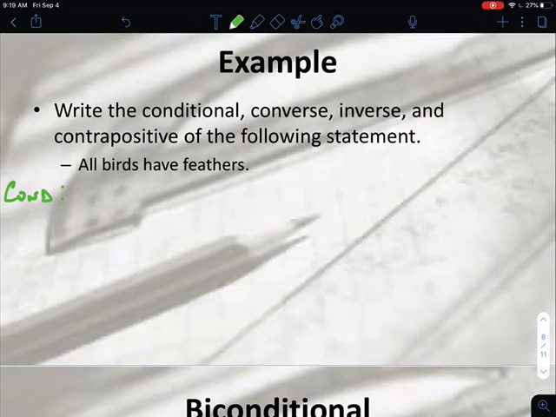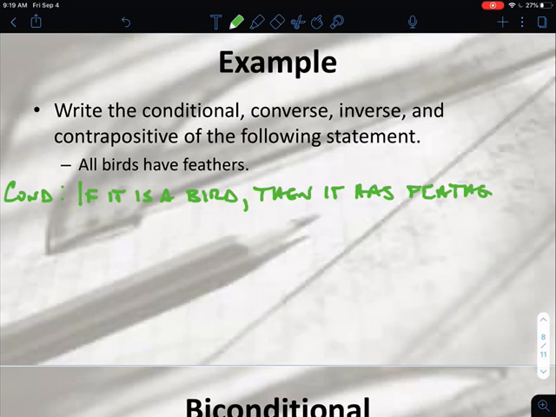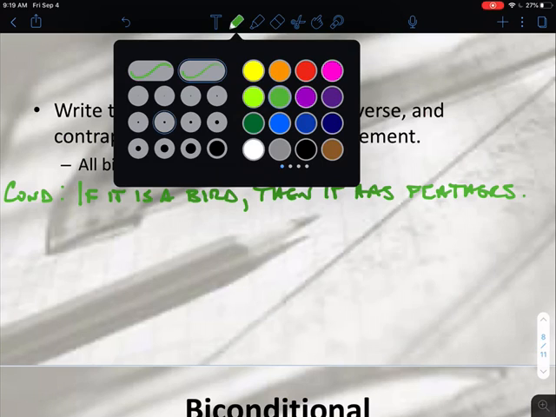So first thing, if we want our conditional statement, we need to first write it as an if-then statement. So all birds have feathers, we could convert that to an if-then by saying if it is a bird, then it has feathers. So there's my conditional statement.